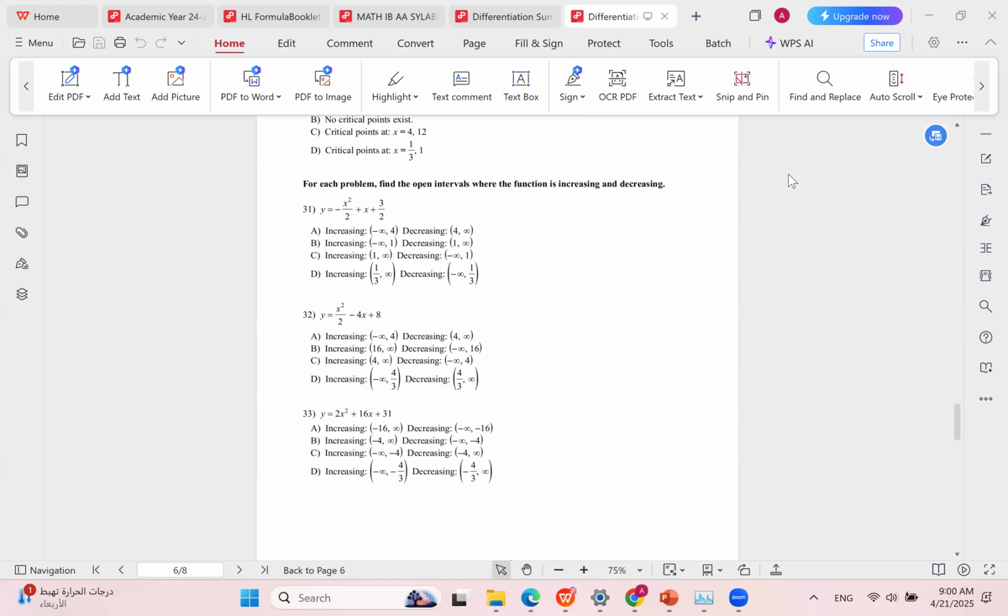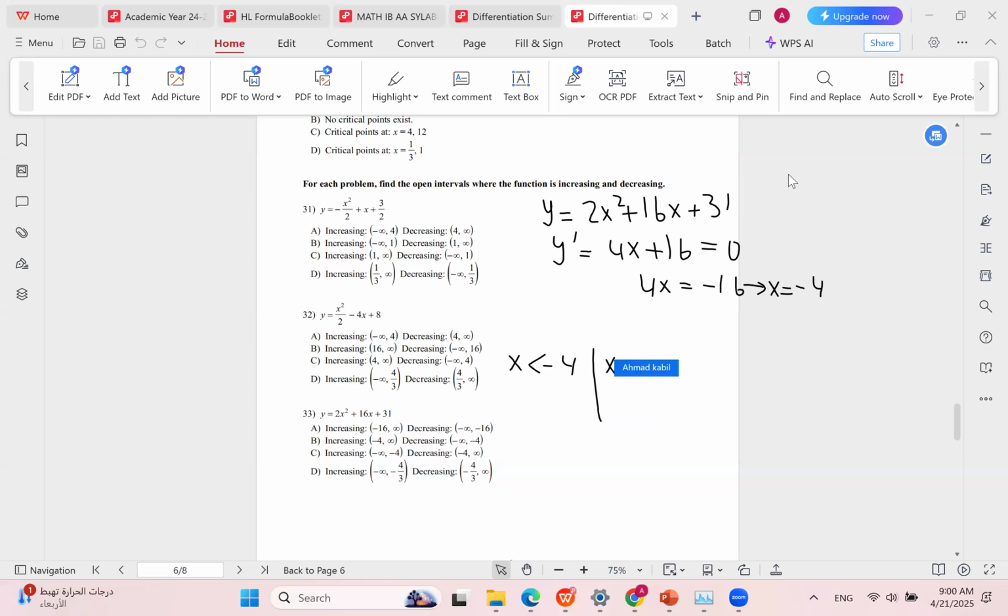For 33, we have y equals 2x power 2 plus 16x plus 31. Y dash equals 4x plus 16. And this is equal to 0. So 4x equals negative 16. So x equals negative 4. So again, we have x less than negative 4, x equals negative 4, x greater than negative 4. We know that when x equals negative 4, the y dash is 0. You want to figure out what happens before the -4 and after the -4.